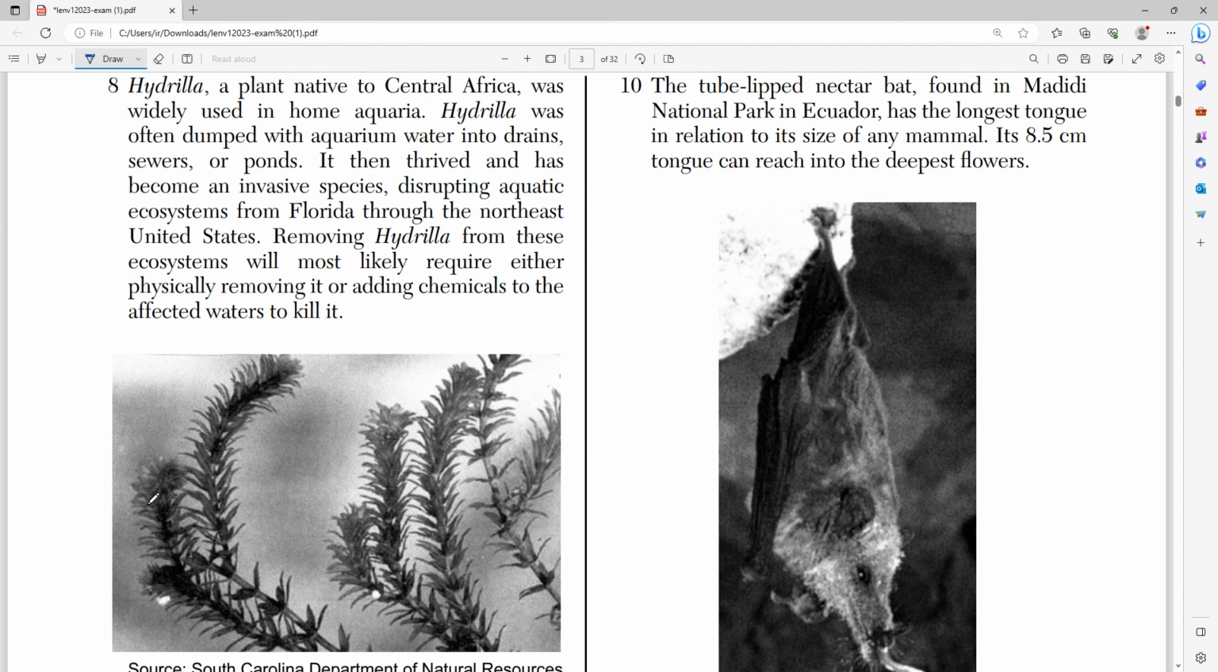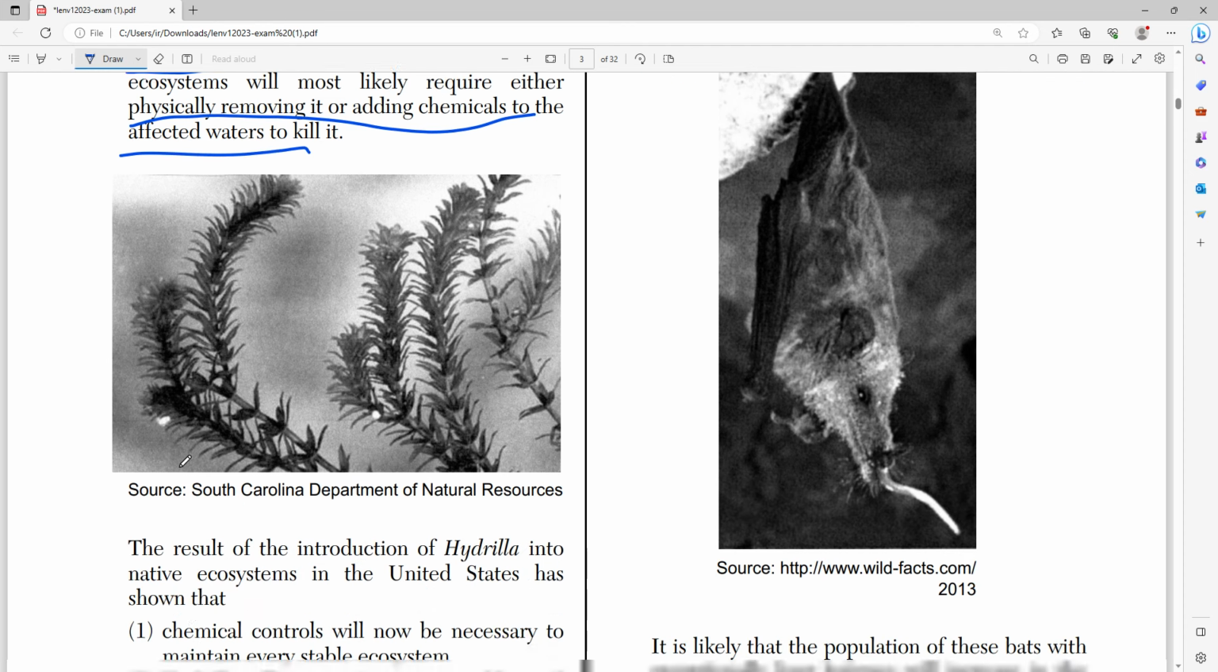Number 8 says Hydrilla, a plant native to Central Africa, was widely used in home aquaria. Hydrilla was often dumped with aquarium water into drains, sewers, or ponds. It then thrived and has become an invasive species, disrupting aquatic ecosystems from Florida throughout the northeast United States. Removing Hydrilla from these ecosystems will require either physical removing or adding chemicals to the affected waters to kill it.